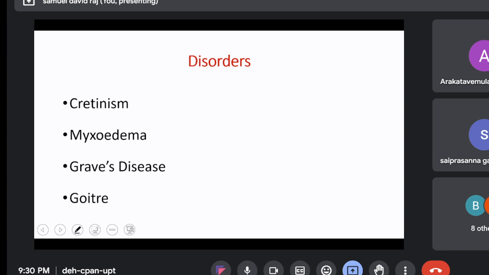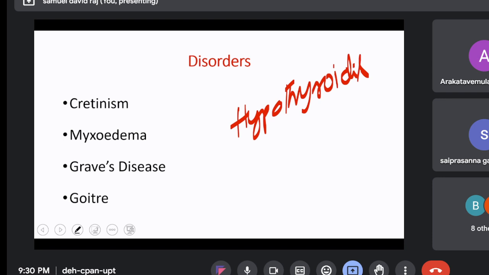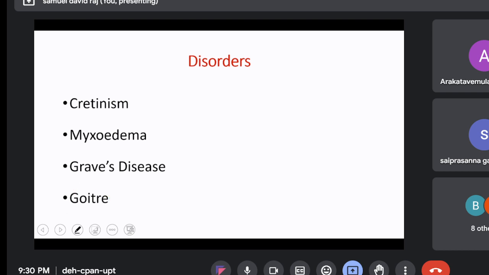Goiter is a disease which is caused by the deficiency of iodine. When iodine is deficient, the body cannot produce T4 and T3. When T4 and T3 are not produced, what happens? It results in goiter. So goiter is characterized by all the features related to hypothyroidism. In addition to this, there is another feature by which we call it goiter. What is that feature?